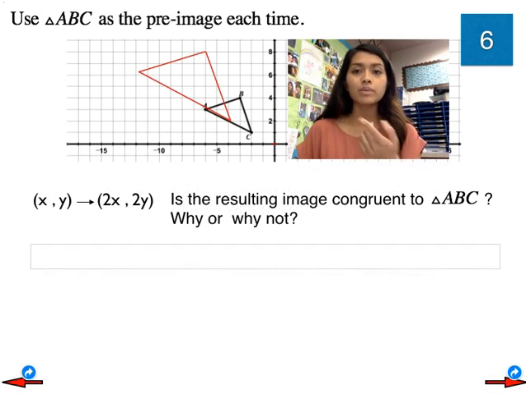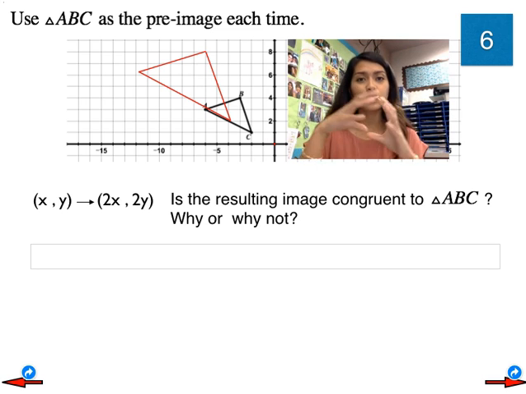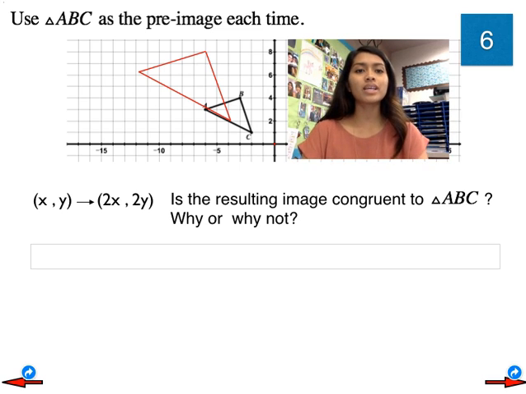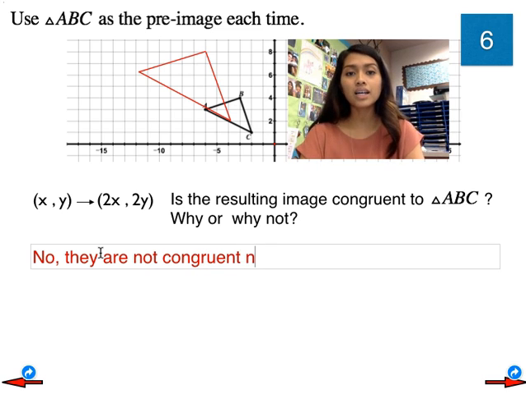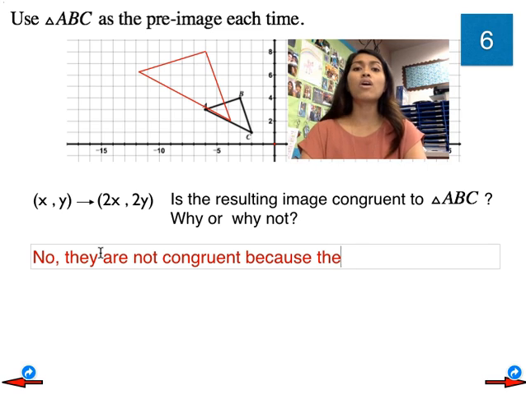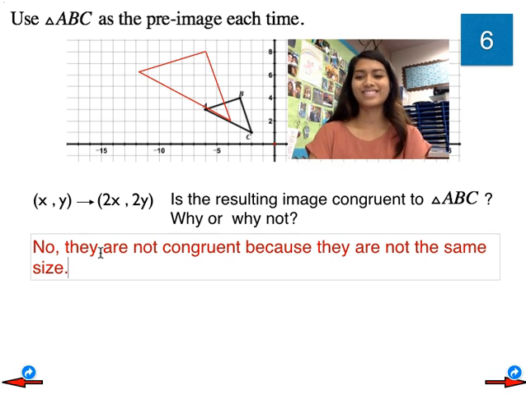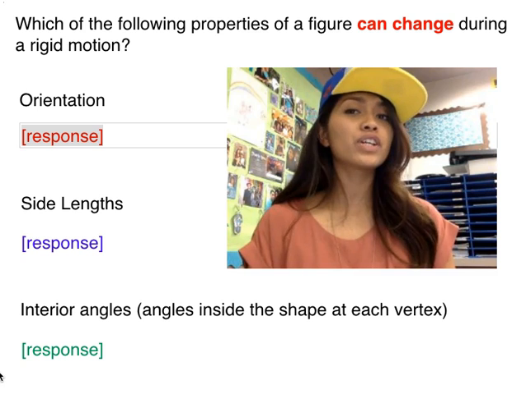Okay, moving on to number 6. Same thing. We're given an image and we're asked, are they congruent? By the looks of it, I'm going to say no. Okay, this is actually a dilation. When we enlarge it, we make it either bigger or smaller. In this case, it's obviously bigger. So I'm going to say no, they are not congruent because they are not the same size.